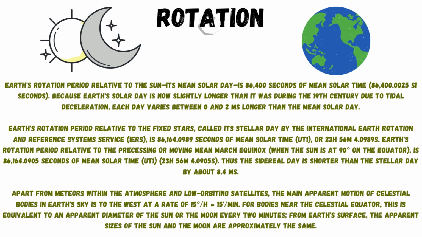Apart from meteors within the atmosphere and low-orbiting satellites, the main apparent motion of celestial bodies in Earth's sky is to the west at a rate of 15 degrees/h, equal to 15'/min. For bodies near the celestial equator, this is equivalent to an apparent diameter of the Sun or the Moon every 2 minutes. From Earth's surface, the apparent sizes of the Sun and the Moon are approximately the same.